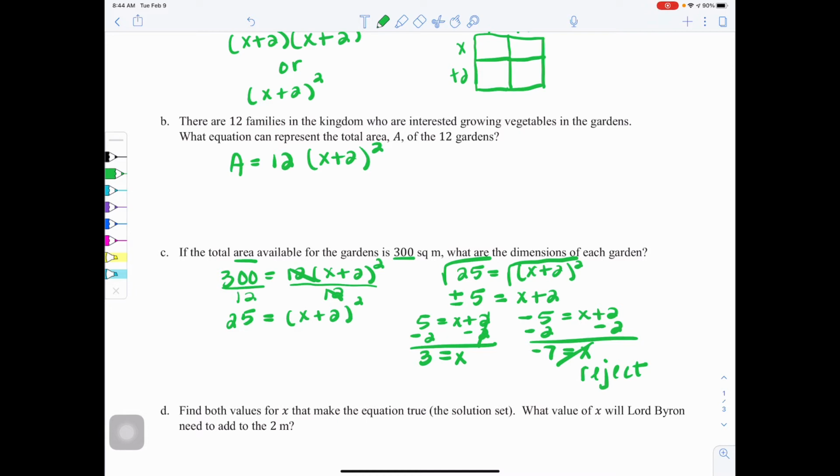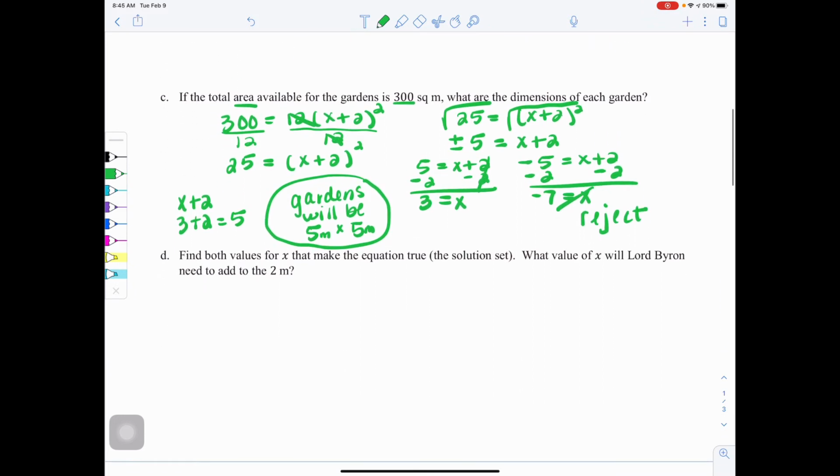It said what are the dimensions of each garden. So careful. Our x value is a 3, but remember our dimension is technically x plus 2, which means 3 plus 2, which means 5. So the gardens will be 5 meters by 5 meters.